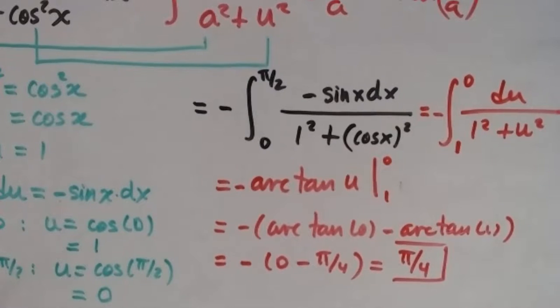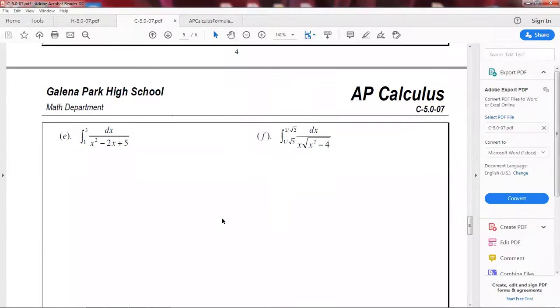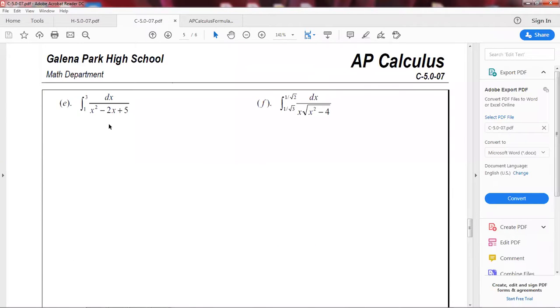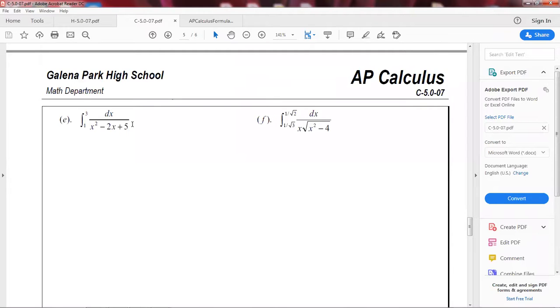Okay, let me just do one more. So I'm going to go here. We can select any of them. Pretty much all of them are going to be the same once matching the formula. So let me just do this one to review completing the square again, just in case was not clear. So this one is going to be the integral from 1 to 3 of x over x squared minus 2x plus 5.